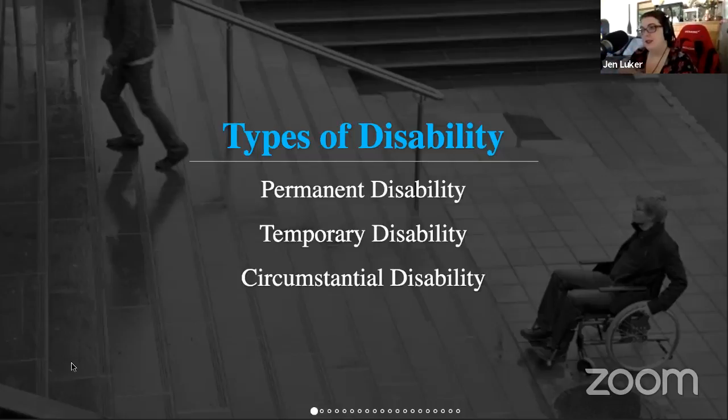So disabilities aren't always a permanent situation. It can be something that you can heal from, like a temporary disability, or a circumstantial disability where it's a situational disability.